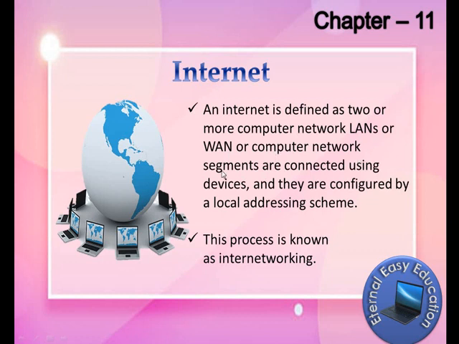Our computer network segments are connected using devices and they are configured by a local addressing scheme. So, Internet is a global connection of all the devices. This process is known as Internet working. So, Internet is a collection of computers connected all over the world.